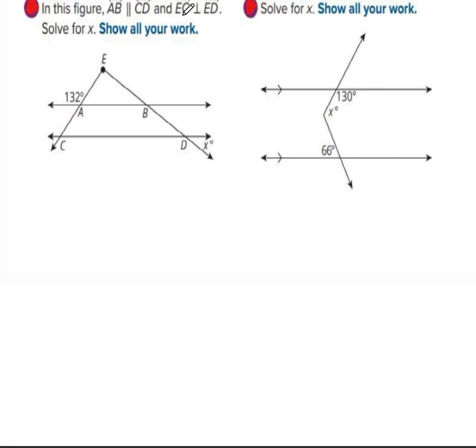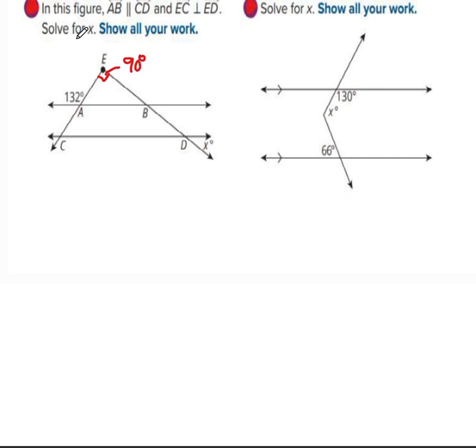We're also told that EC and ED are perpendicular lines. So this is what this notation means, that EC and ED are perpendicular lines. Perpendicular lines form a 90-degree angle where they meet. So this is 90 degrees right here. We know this because we are told that these two lines are perpendicular lines, and perpendicular lines make a 90-degree angle at the point where they meet. So this angle here is 90 degrees.